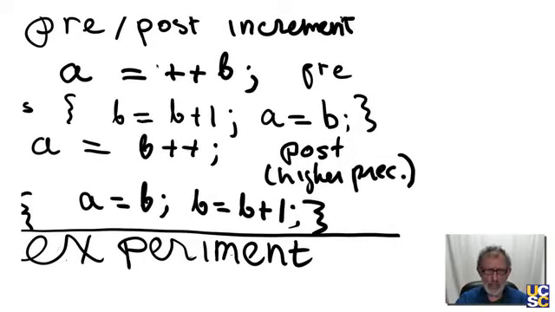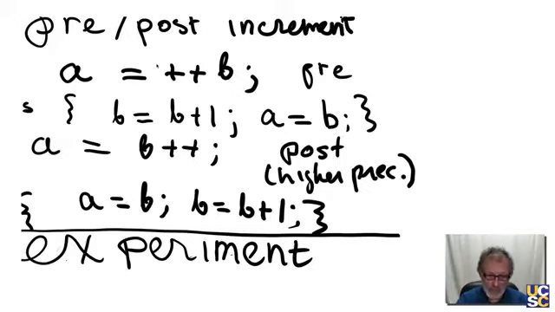Here's the use of pre and post increment. These are specialized but very useful because they abbreviate what would take some more writing. So the pre-increment, namely ++b, what it means is b is assigned b plus 1. So b plus 1, the increment, gets done first. Then the assignment: a is assigned the resulting value of b after the increment.